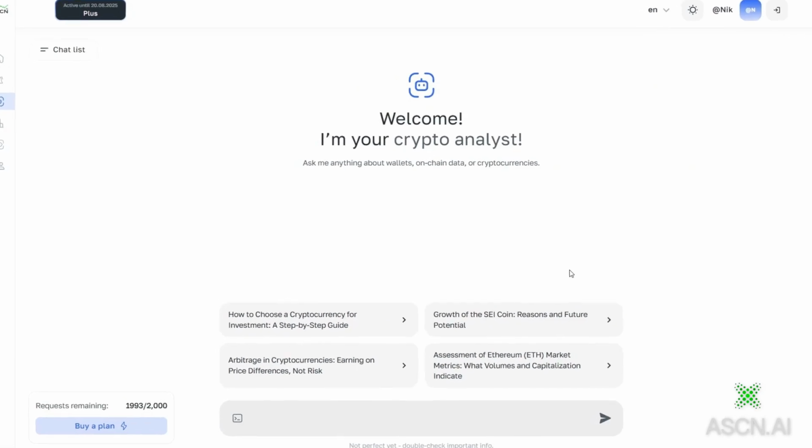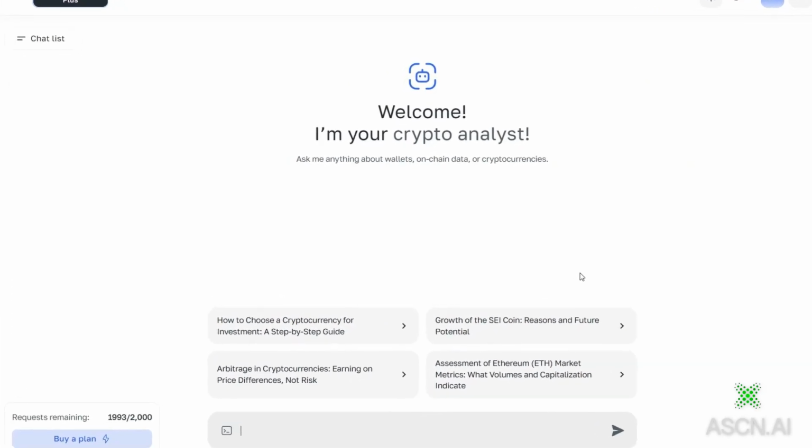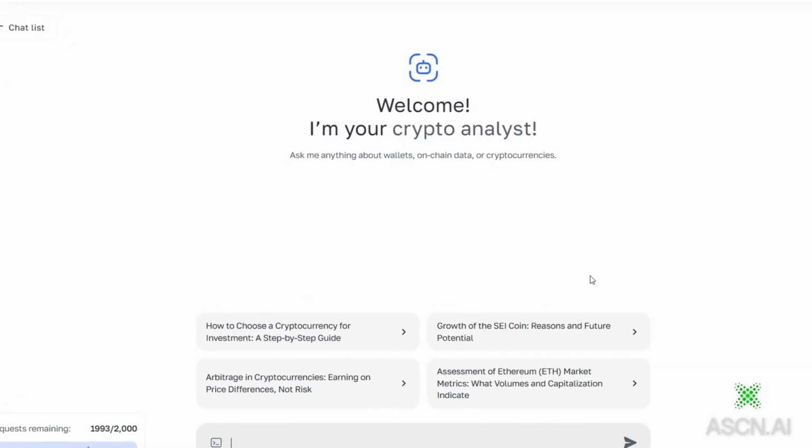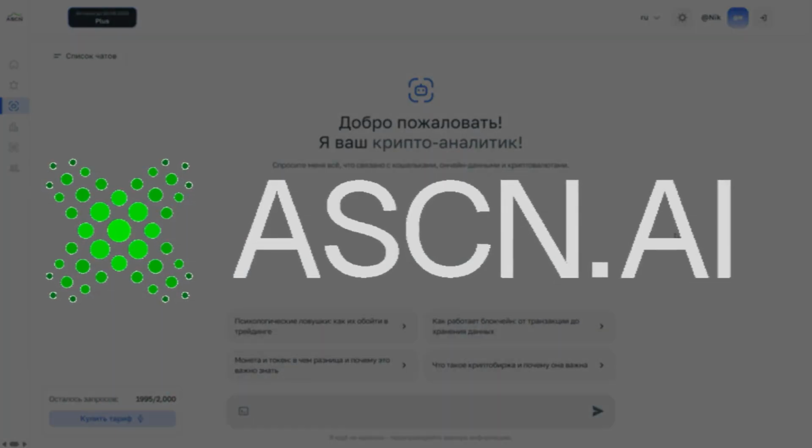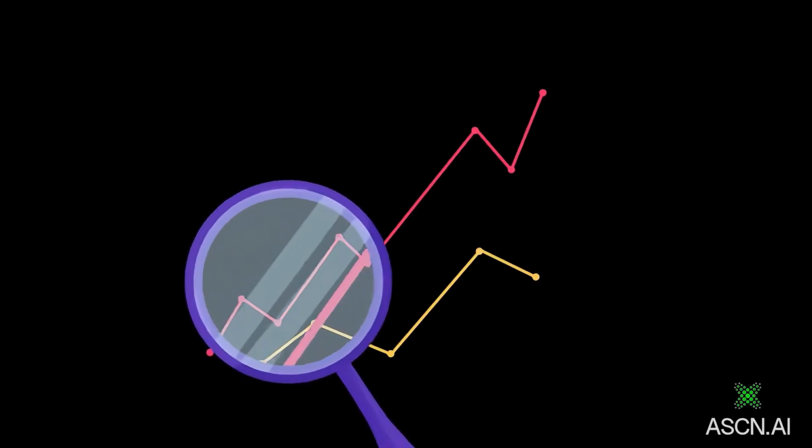You have a bunch of tokens in your portfolio and you don't know what's happening with them on the blockchain, whether whales are selling or accumulating. ASCN.AI will help you solve this problem. It will analyze the blockchain for you.